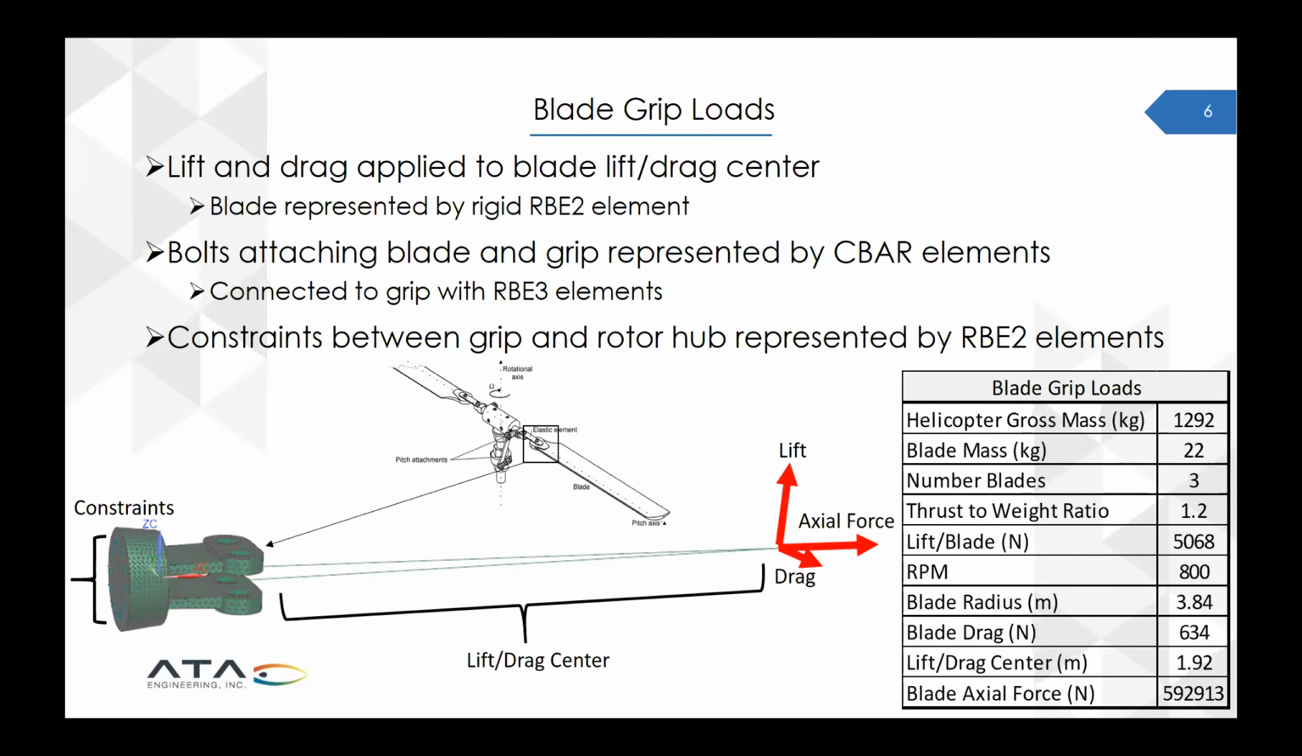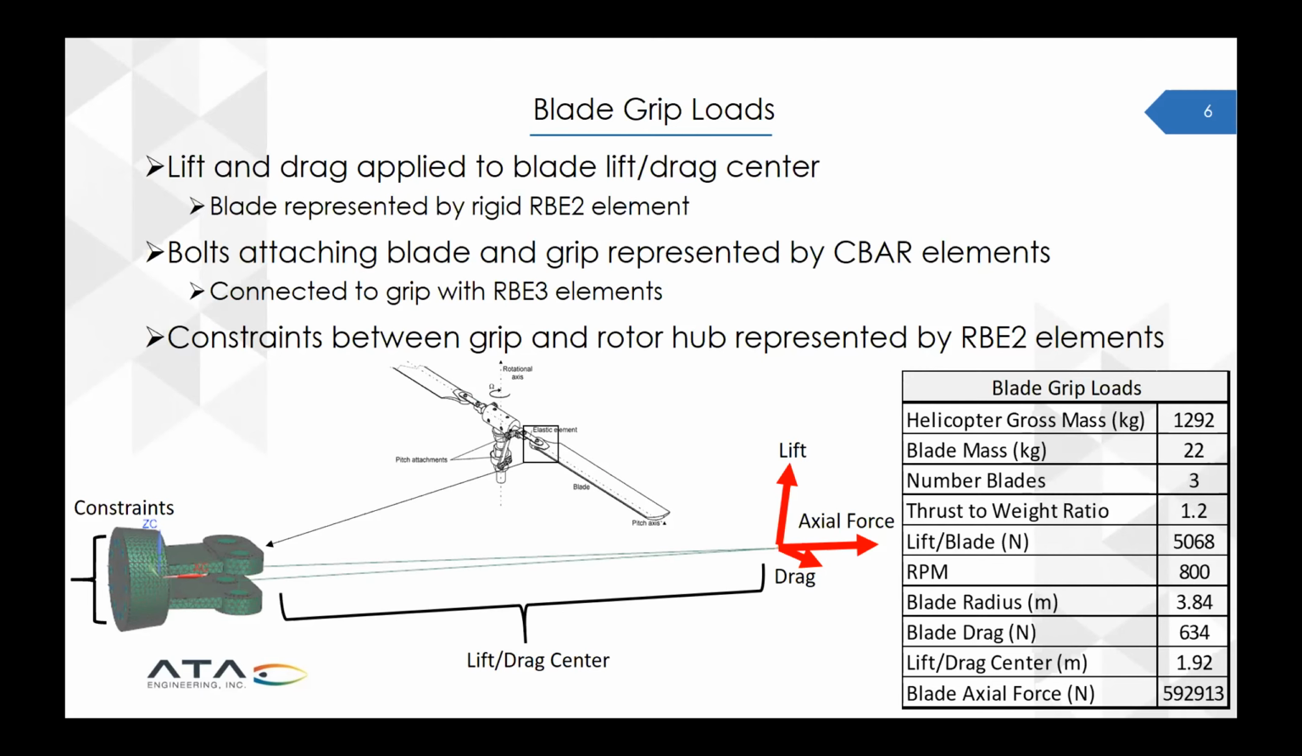For the loading, all the loads on the blade grip come through the helicopter blade. We're not modeling the helicopter blade explicitly, so we're using these rigid elements to apply loads at the lift and drag center, which will then be transmitted to the blade grip.